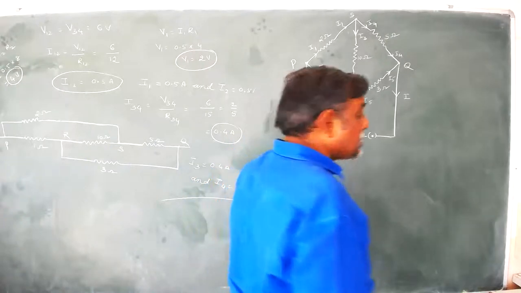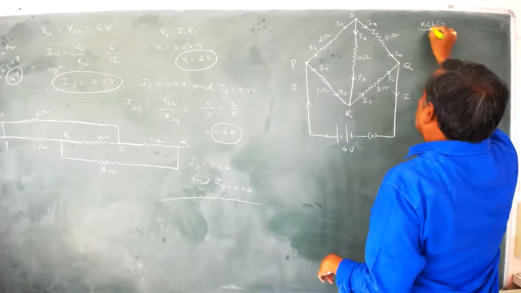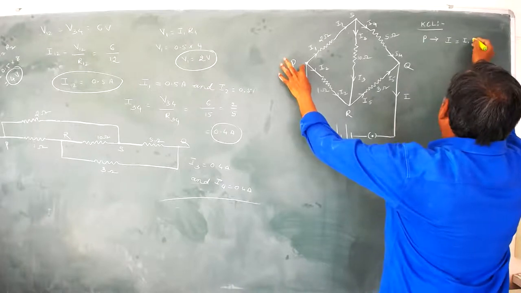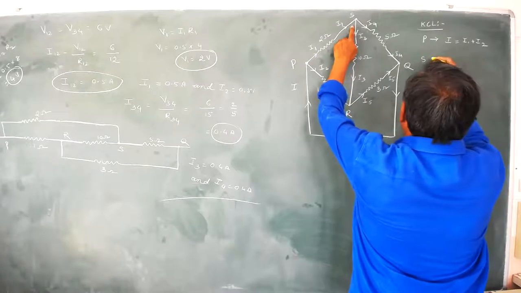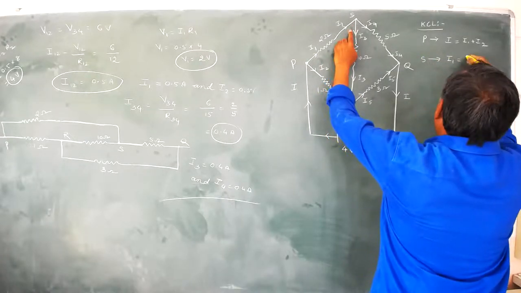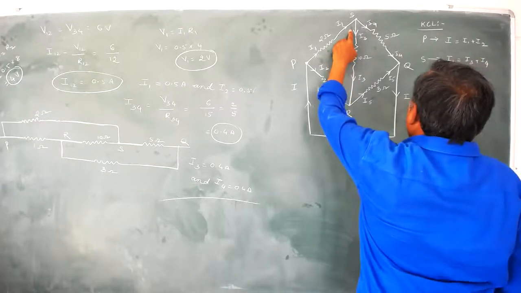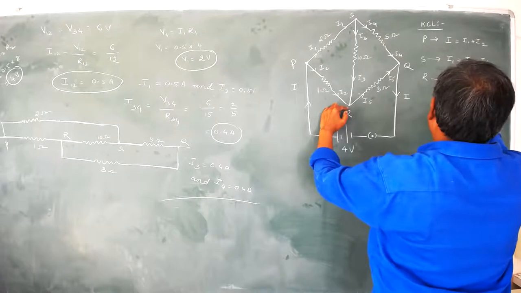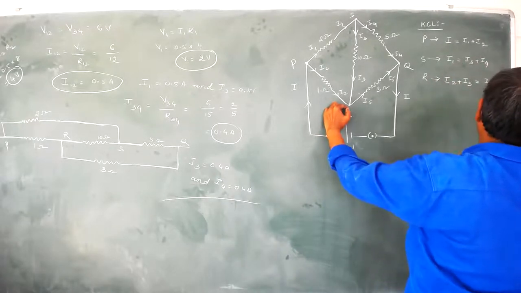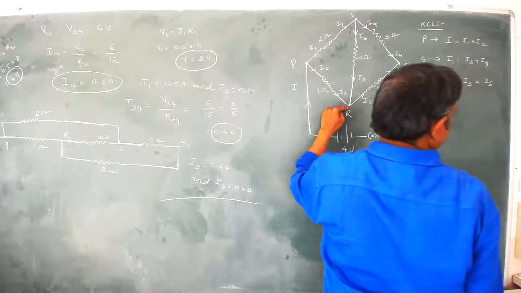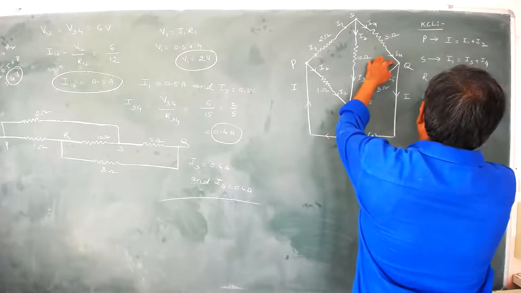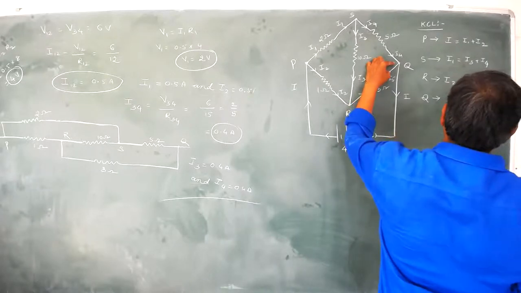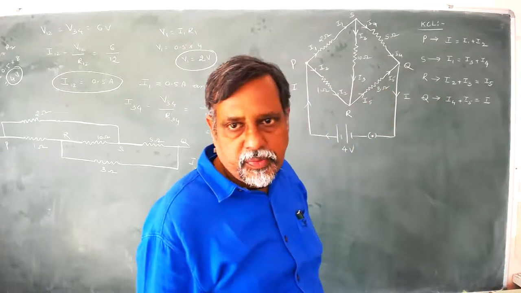Now apply Kirchhoff's first law, the current law. What are the junctions here? The first junction is P. At P, I is equal to I1 plus I2. The second junction is S. At S, I1 splits into I3 plus I4. The third junction is R. At R, I2 and I3 combine together and the current passes in the form of I5. At junction Q, I4 and I5 combine in the form of I.